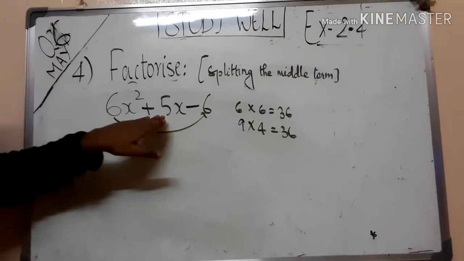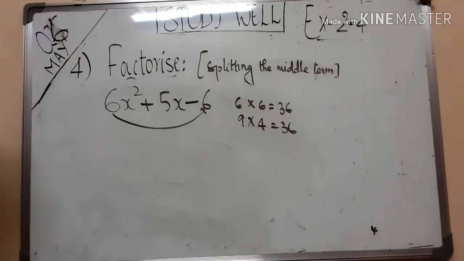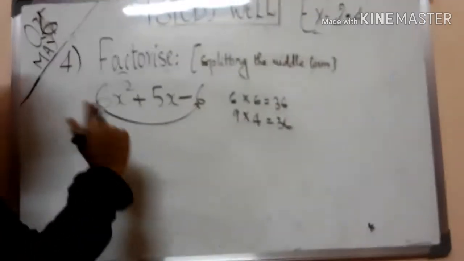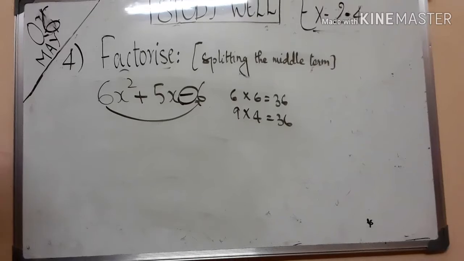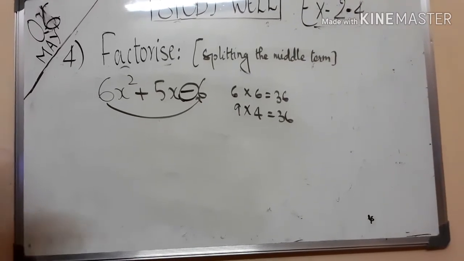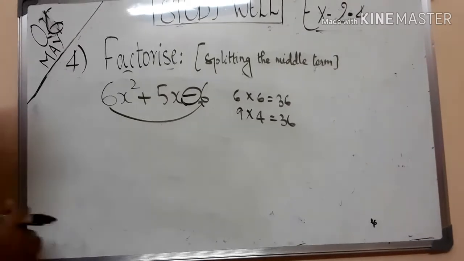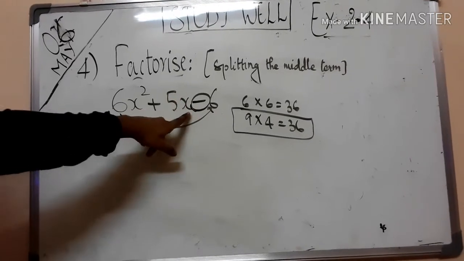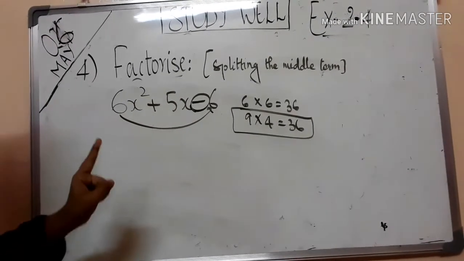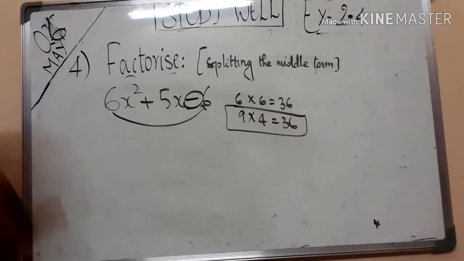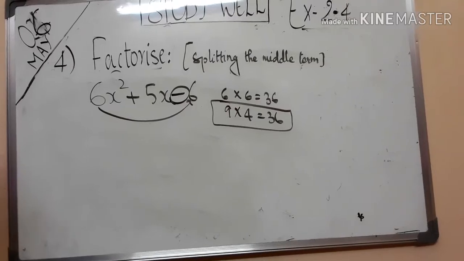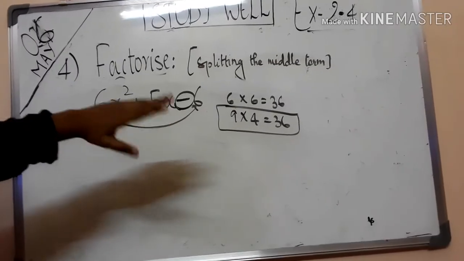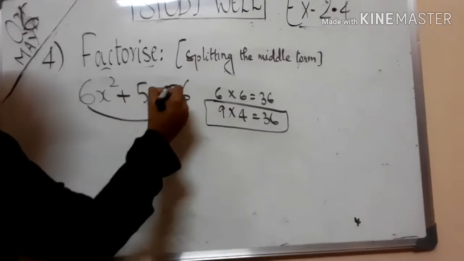Here we know that the last digit has a negative sign. So we need to do subtraction, and that means one of them should be negative and the other one should be positive. And here we know that 5, the middle term, has a positive sign. So the bigger number should have a positive sign and the smaller number should have a negative sign. And by looking at the numbers, you would have already understood 9 minus 4 is 5. So I have selected those numbers first of all.